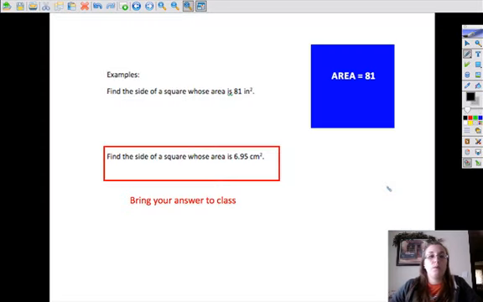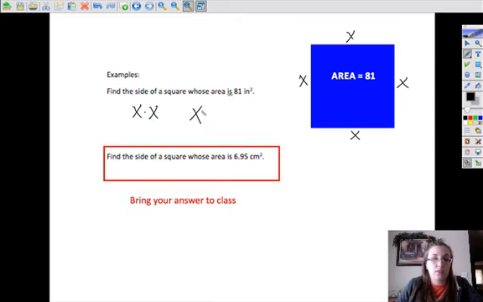All right, so we've got one more example. It says, find the side of a square whose area is 81 inches squared. So I know that what I'm looking for is a number, x, for the side. And what I know about squares is that all the sides are the same, right? So all of these sides are going to be equal to x. And I know I get an area of a square by multiplying side times side. So that means x times x, which I can write as x squared equals 81.